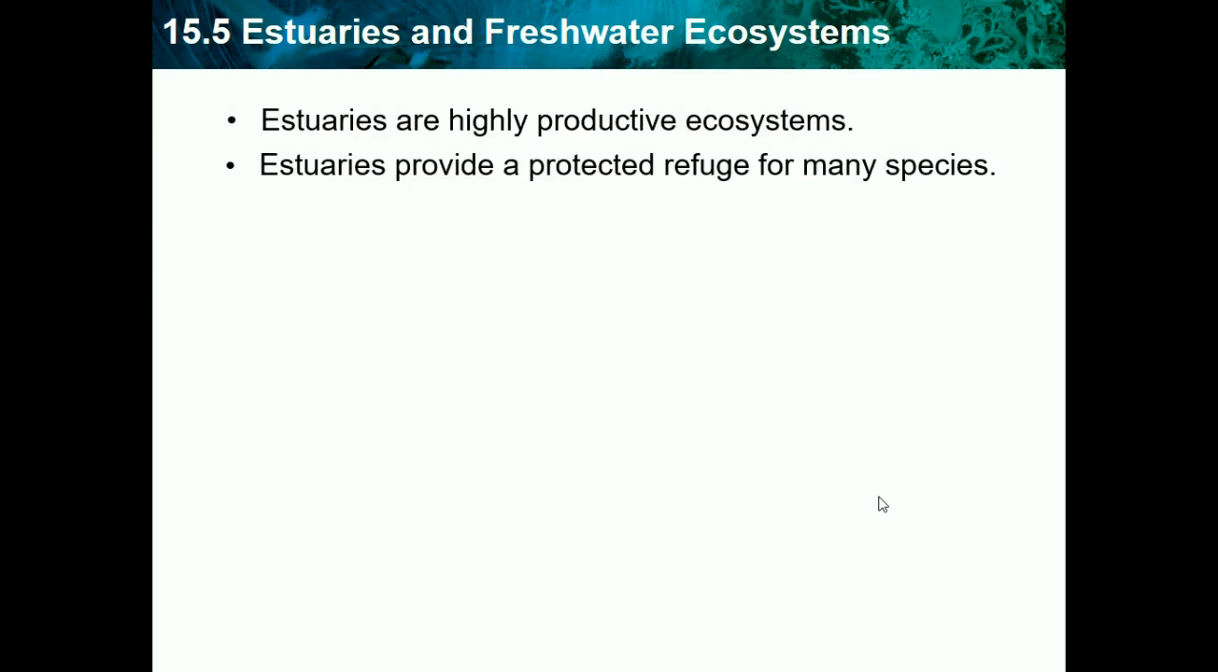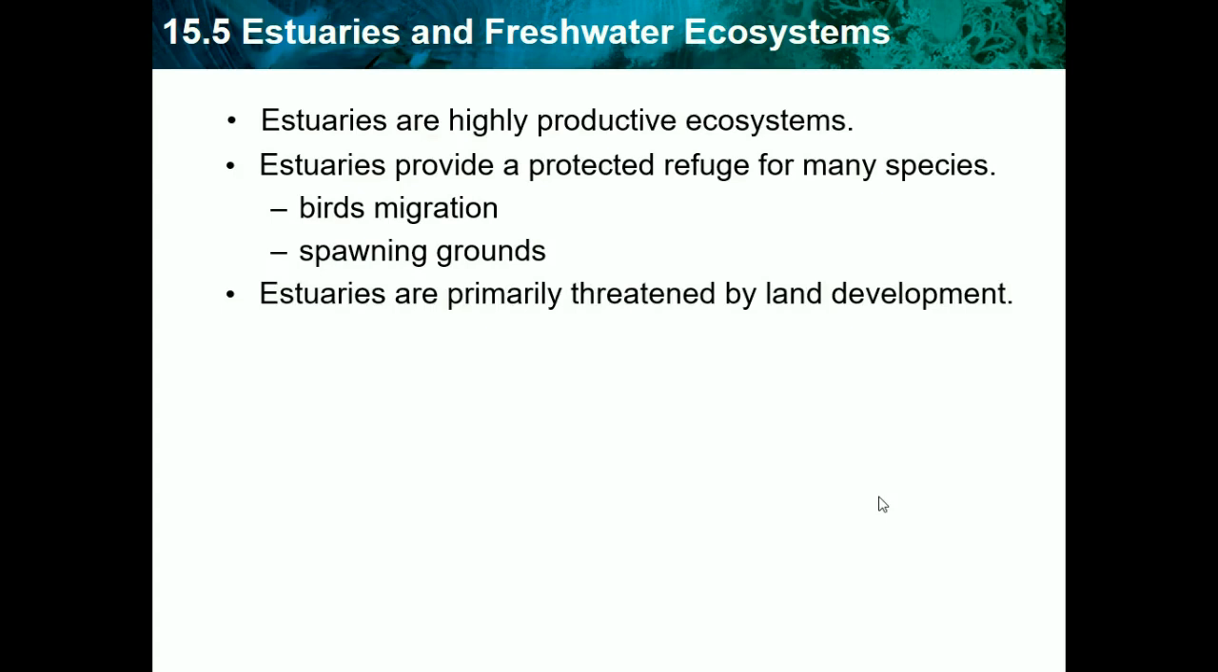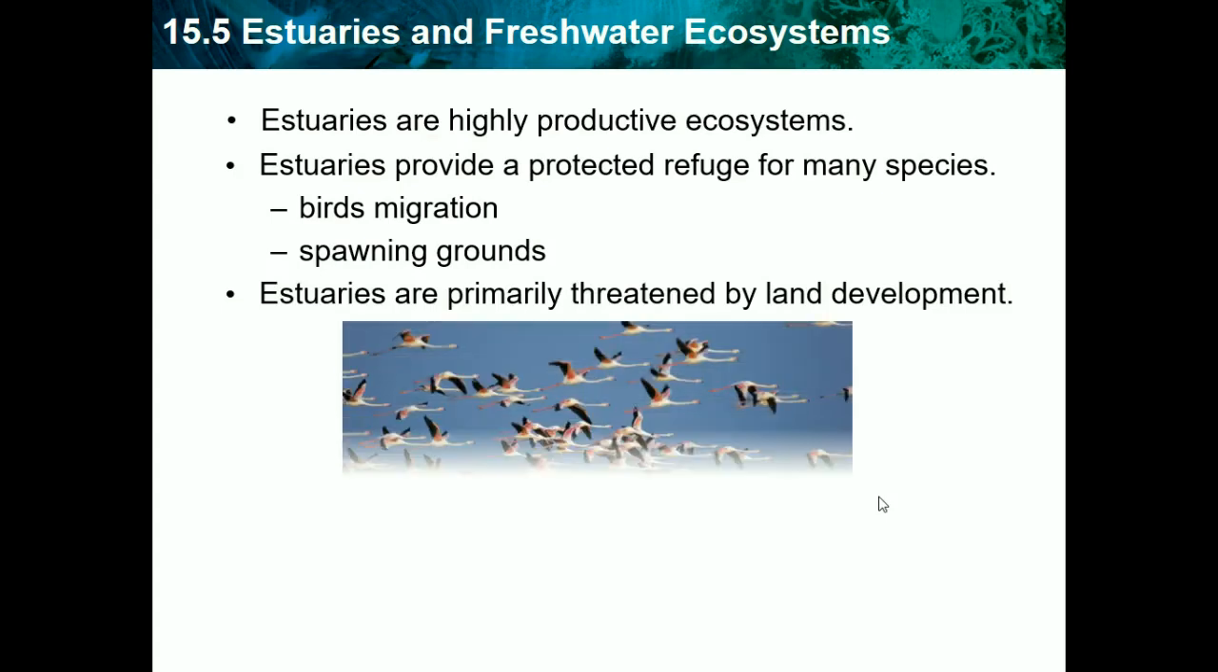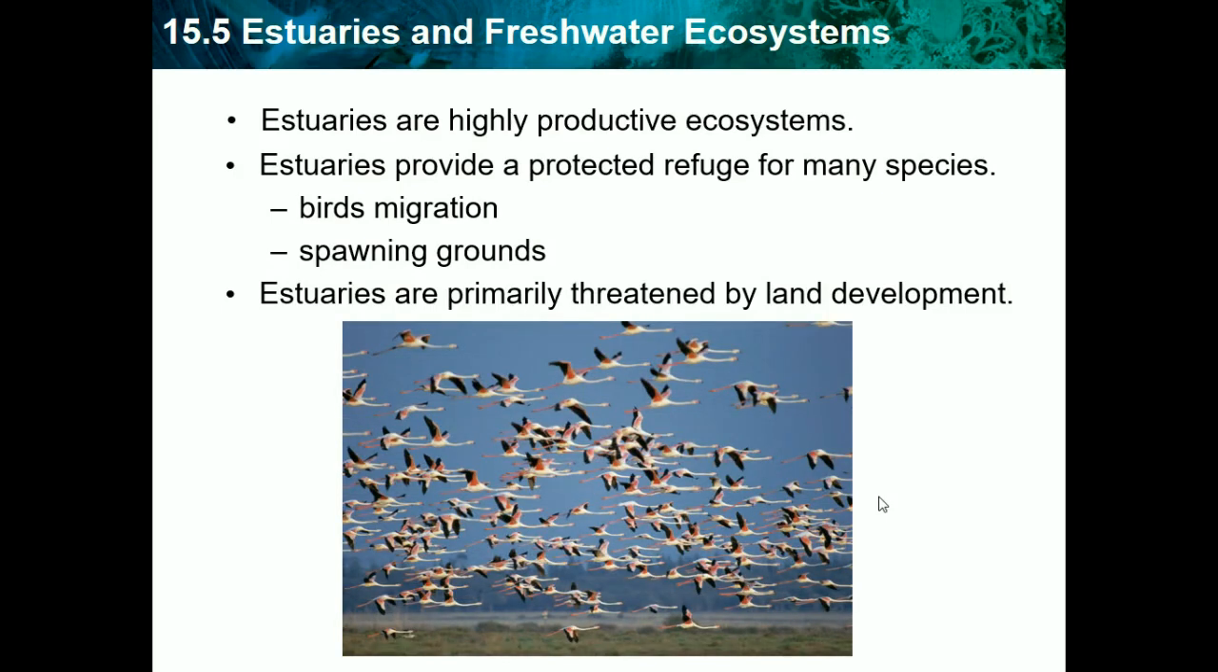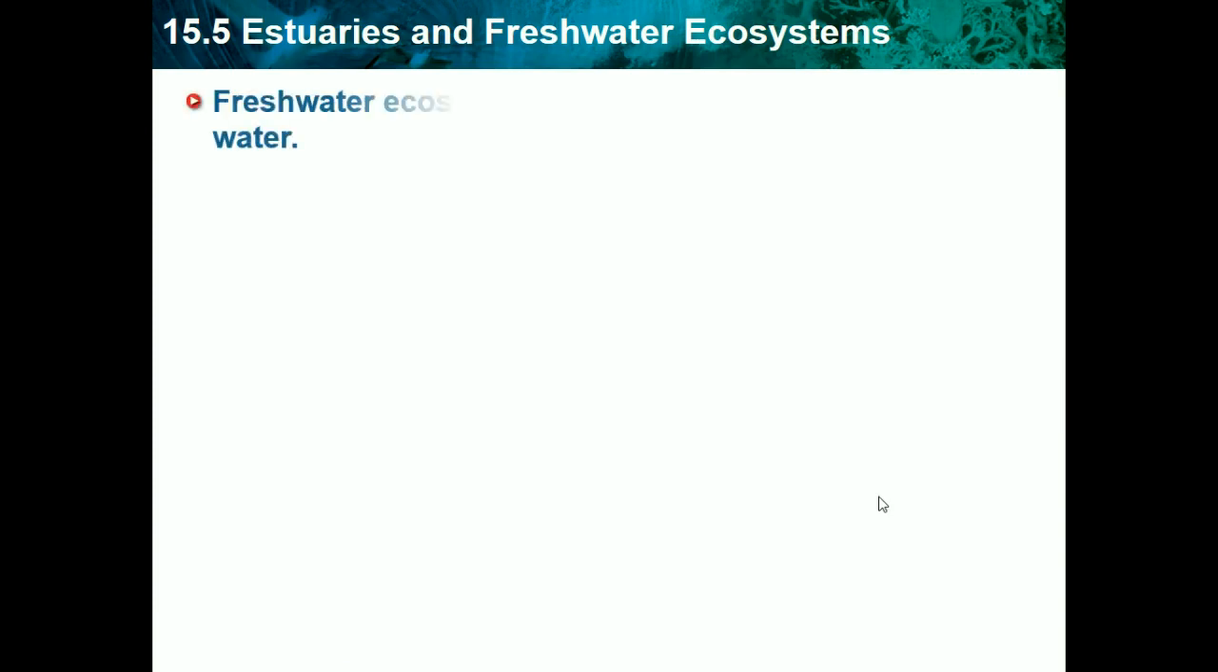Estuaries are highly productive ecosystems. Estuaries provide a protected refuge for many species. So we have birds that migrate there. They're spawning grounds, and if you don't know what a spawning ground is, it's where fish lay eggs, basically a nursery for fish eggs. Estuaries are primarily threatened by land development. So humans wanting to live near the water damage these estuaries and hurt the animals living there.